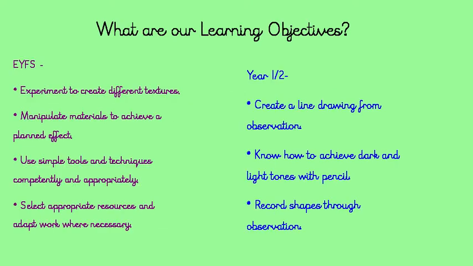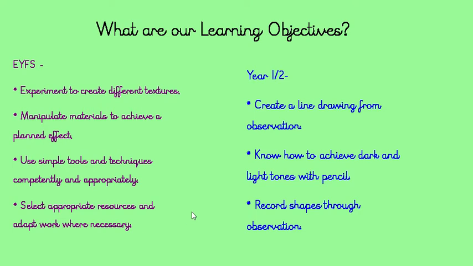So we've got some learning objectives that we're following. So in EYFS, which is reception, we're experimenting to create different textures, and we're going to be doing that with pencil. We're manipulating materials to achieve a planned effect, which means we're using pencils to achieve a picture. We're using simple tools and techniques competently and appropriately, and we're selecting appropriate resources and adapting our work where necessary. Now that last bit, adapting our work where necessary, is the Austen's butterfly idea, where we're not just happy with our first attempt, we're adapting it and we're changing things to make it better.